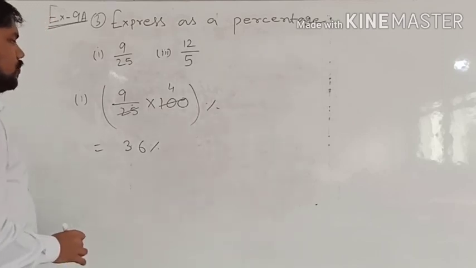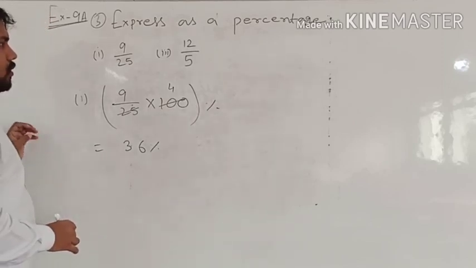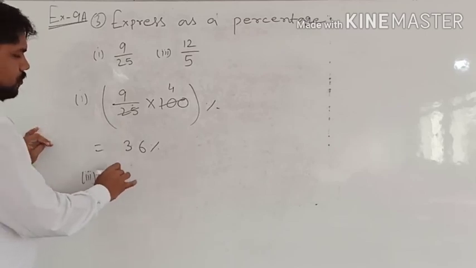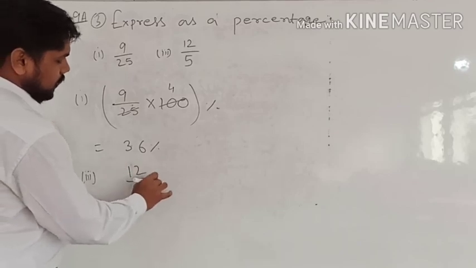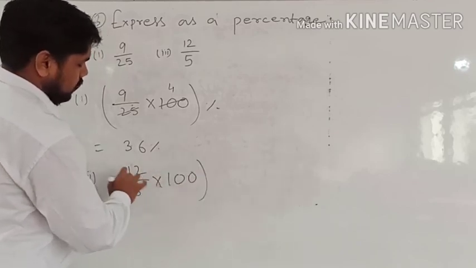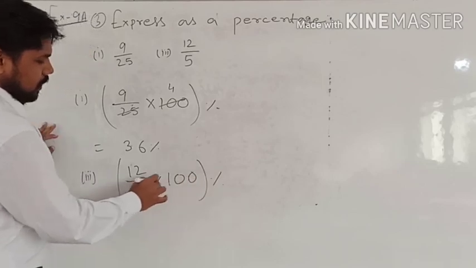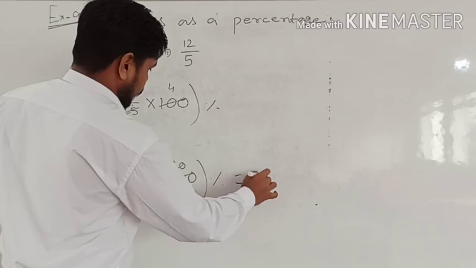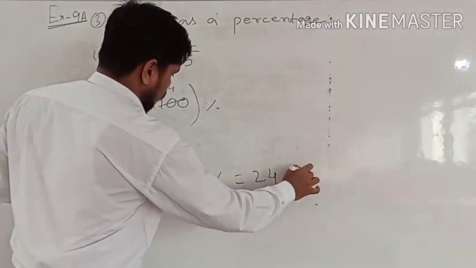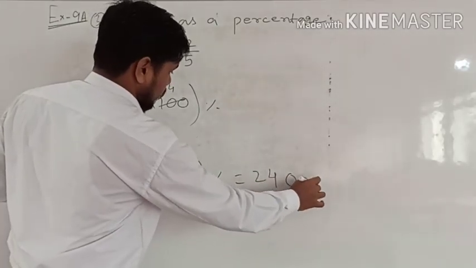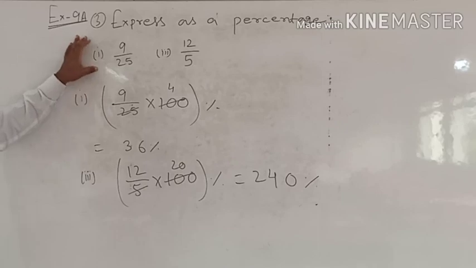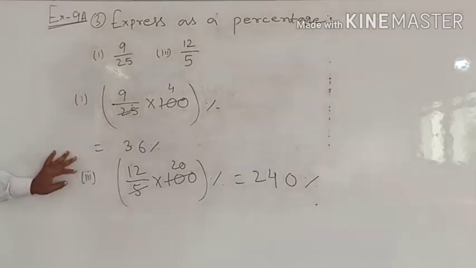Very simply, it is just the opposite of the one we have already done. The next one we have is 12 divided by 5 multiplied by 100%. Very simply, 5 twos are 10, 20, so 12 times 20 is 240%. So this is how, if any number is given in fraction, very simply you can convert it into percentage.